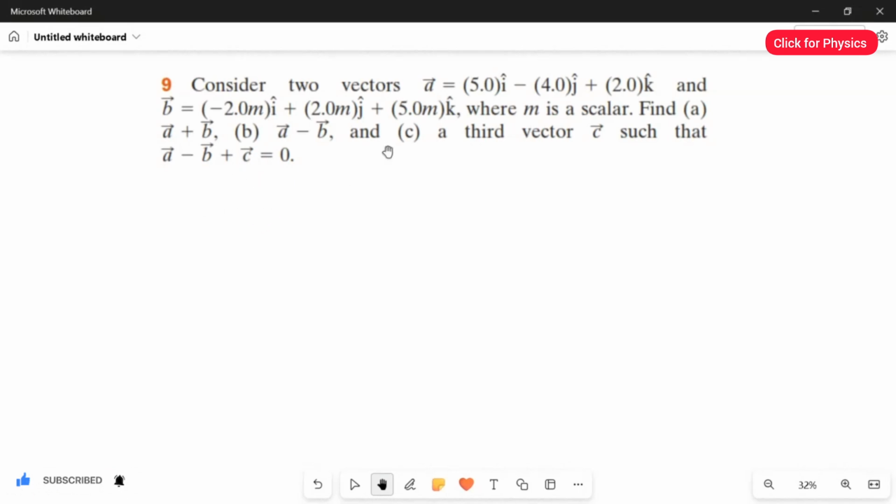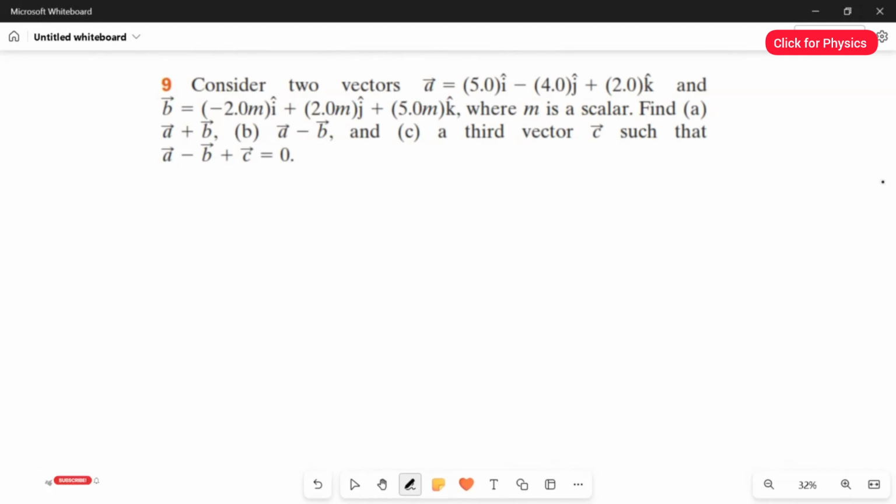So here they gave two vectors, but the most important thing is they gave one letter, which is m, right? Here m is not a meter, m is a scalar. So don't get confused about this letter m. Clear? When you are adding these two vectors, you cannot add this 5 with this minus 2m. Why? Because they are different, since m is a scalar. So while you are doing this calculation, you should be very careful.